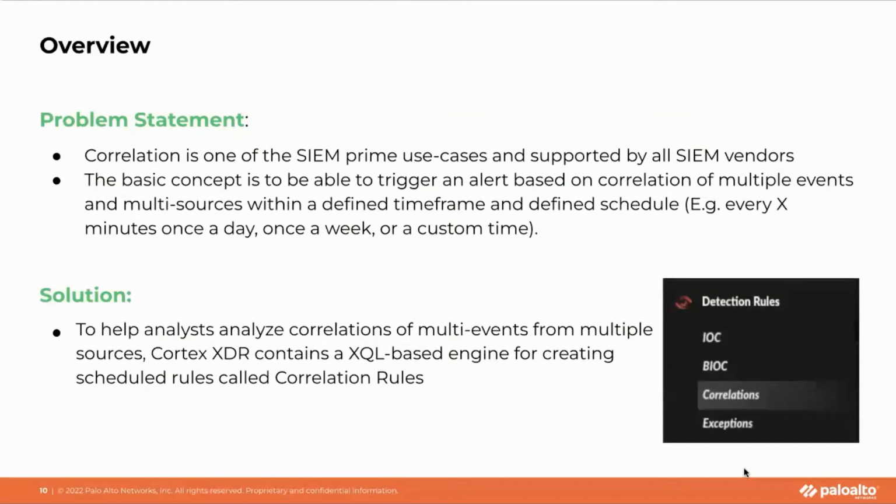Correlation rules help threat hunters analyze the correlation of multiple events from multiple sources by using the Cortex XDR XQL-based engine for creating scheduled rules called correlation rules. Alerts can then be triggered based on these correlation rules with a defined time frame and a set schedule, including every X minutes, once a day, once a week, or a custom time.